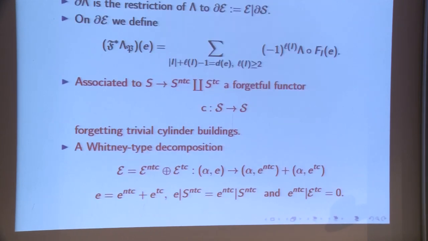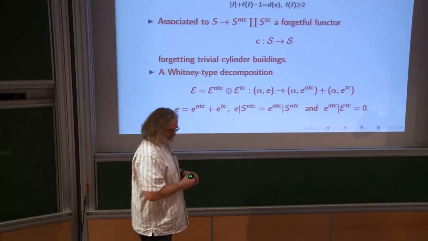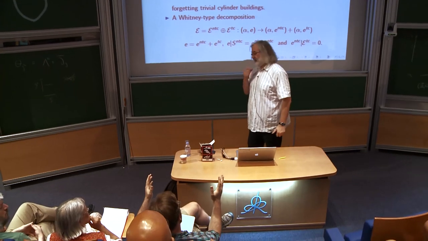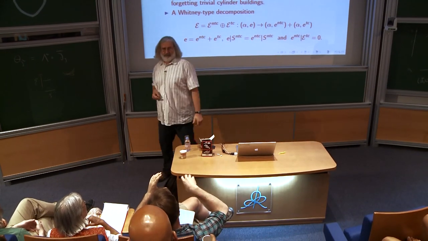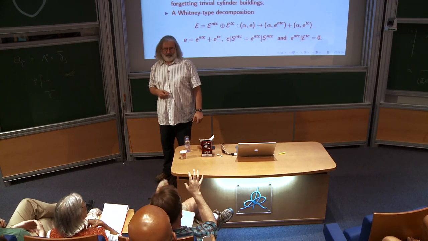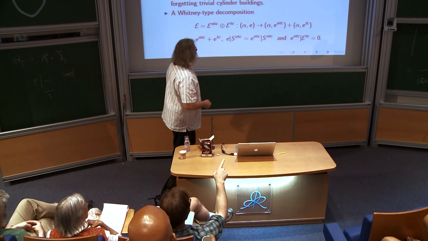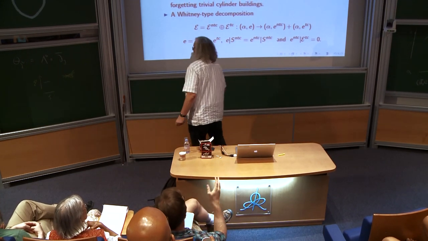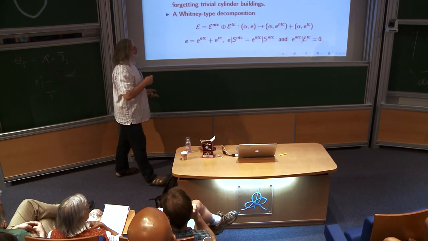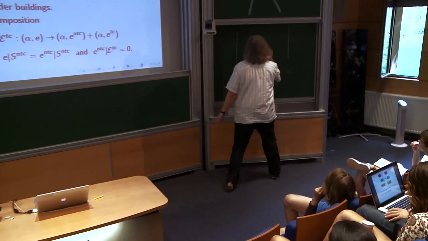And I have a question. If you have a two-level building, and it has no trivial buildings in it, so it's non-trivial on every level, and suppose on the bottom level you have a trivial cylinder and something non-trivial, then what's the corresponding splitting? Is E_TC just restricted to trivial cylinder buildings, or restricted off trivials? It would be here trivial cylinder buildings. So if I have something.